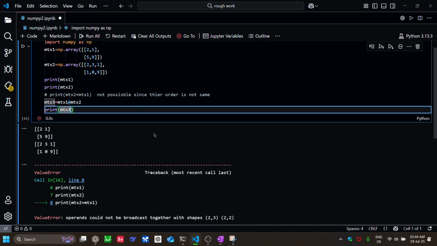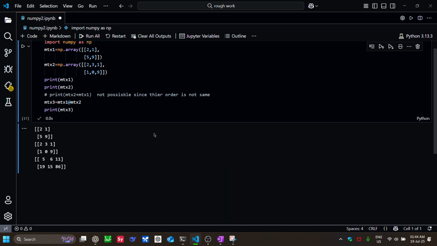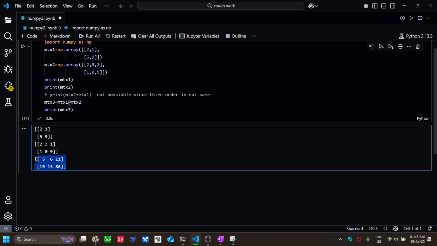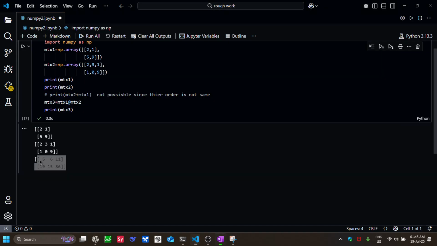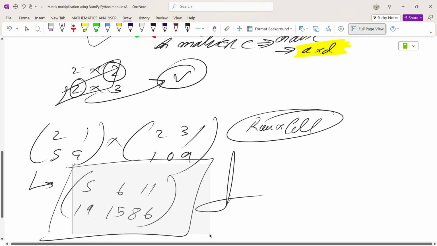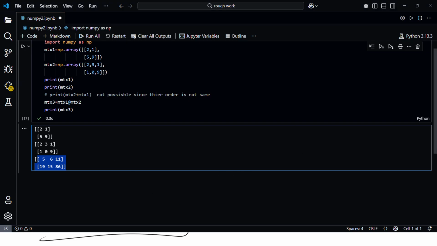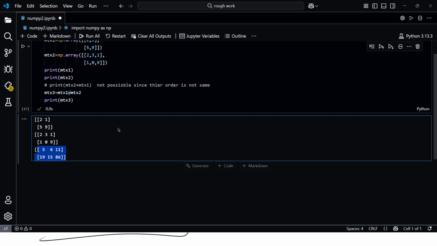So let's verify it. When we run it, oh yeah, exactly. Here's the matrix that we are getting, and it's exactly the same as we can see: 5 6 11 19 15 86, 5 6 11 19 15 86. So it's the same, which means it really follows the matrix multiplication rules, right?